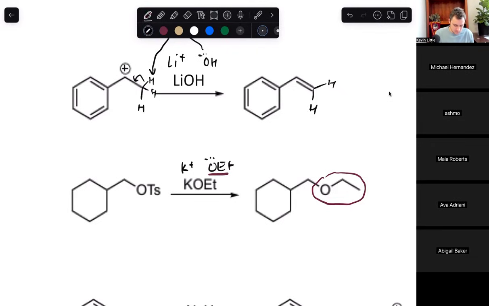This is a substitution. I need that ethyl to make a bond with that carbon because it is bound to that carbon in the final picture. And then this OTS, even if you don't know what it is, it's a good leaving group, so I can just show it leaving. It needs to leave anyways because it's not a part of the final product.